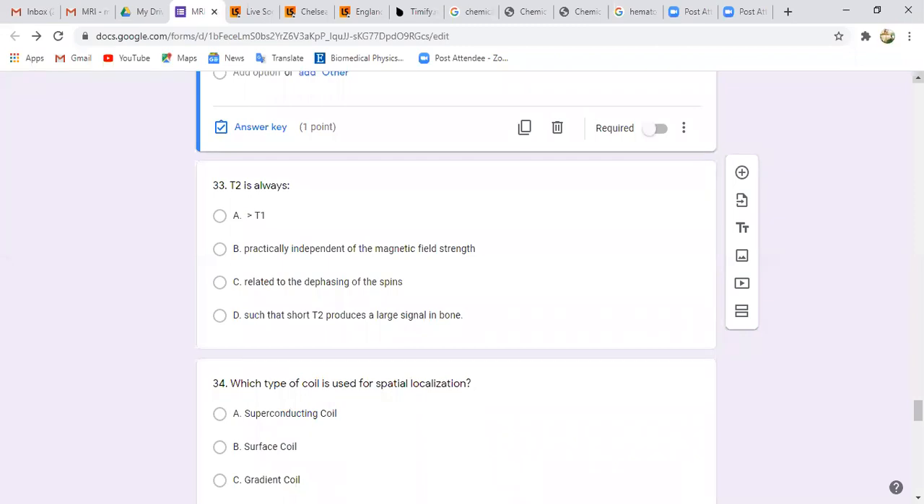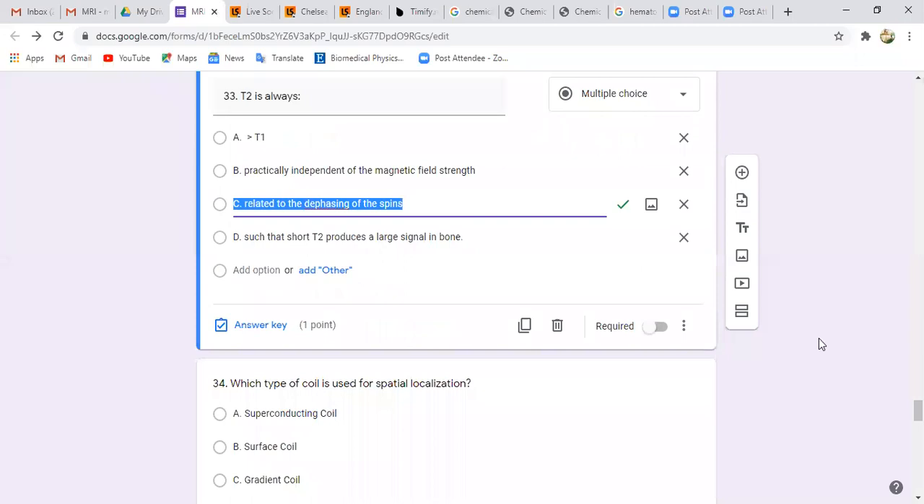For this question, T2, the answer is C, but B is also correct to an extent. B is also correct to an extent. Why?